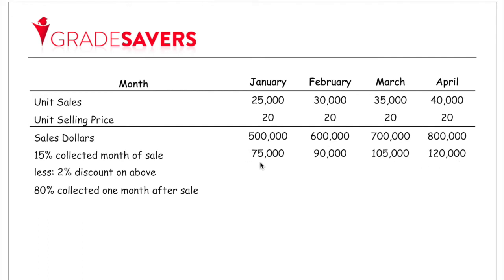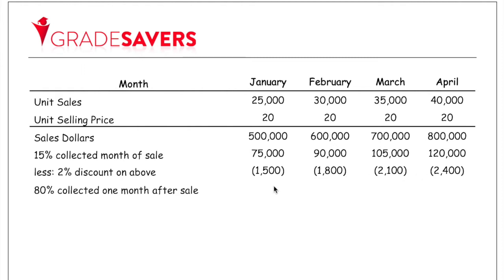And now on all these cash collections that are made in the same month, we're going to be offering a 2% discount. Since this is a discount, it implies that cash is not coming in, and so I'd recommend putting it as a negative. So 2% of 75,000 is 1,500, 2% of 90,000 is 1,800, and so on.